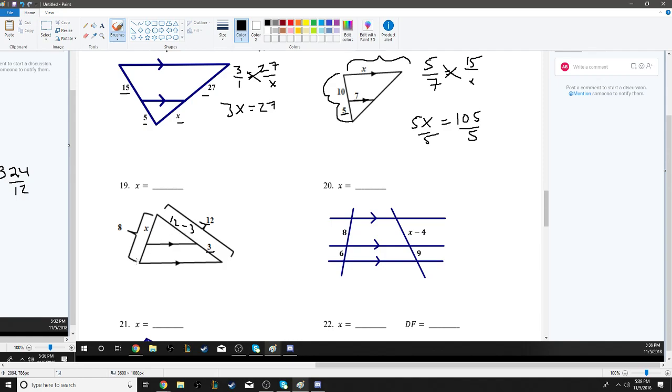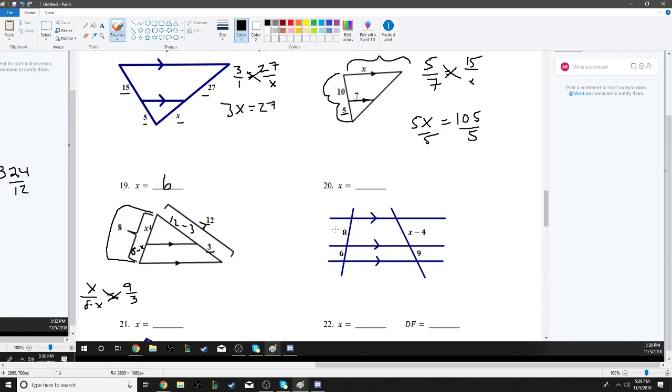Okay? Now think of it this way. If this entire thing is 8, and you're subtracting the little part x, this would be 8 minus x. So you could do x over 8 minus x is equal to 9 over 3. And then cross multiply and solve that as well. You'll still get the same answer as 6.